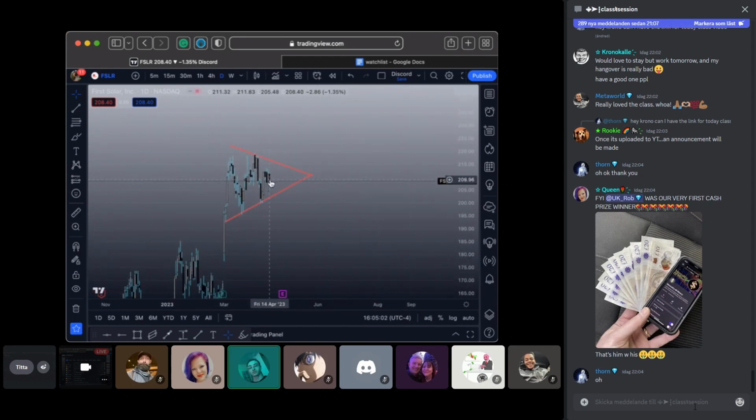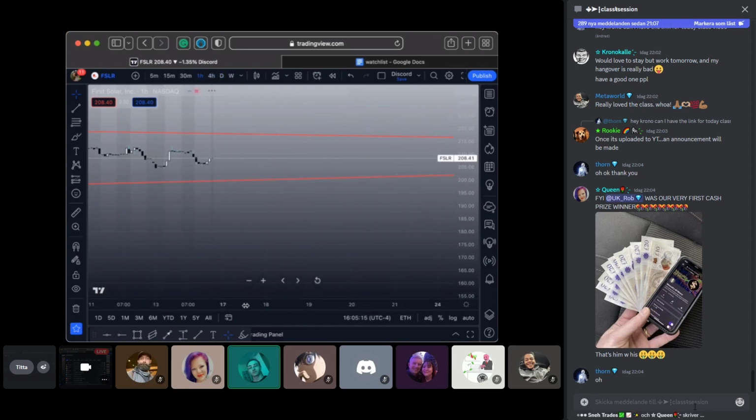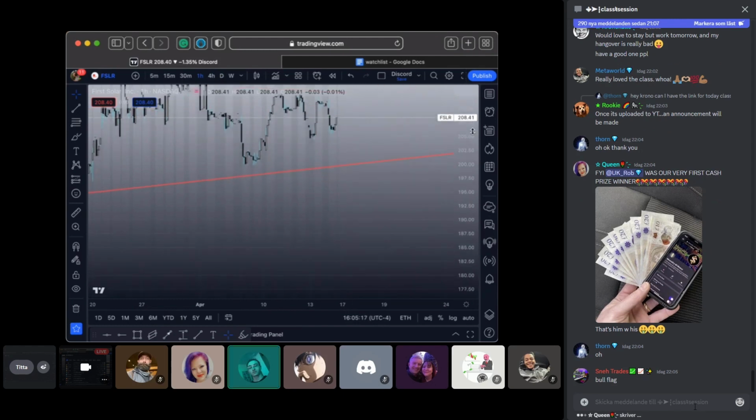So I don't like FSLR. It's in the middle of its range. This is the top supply over here, and this is demand down here. It's mid. Let's see, hold on, I'll use this as an example.